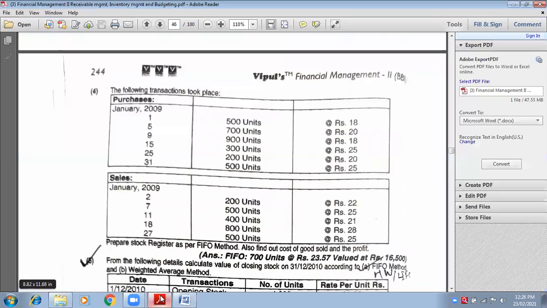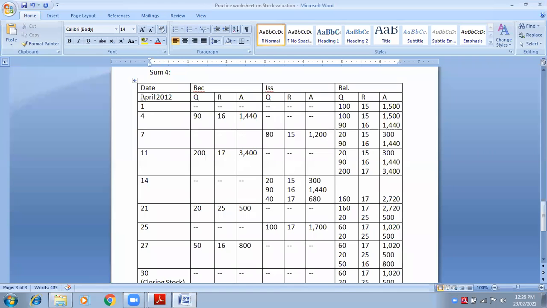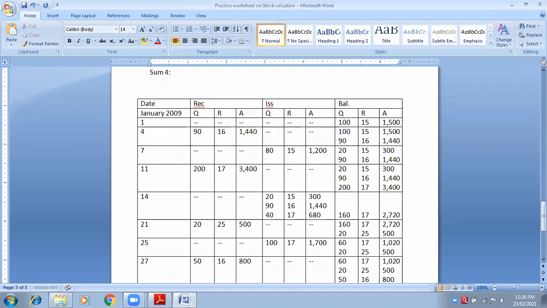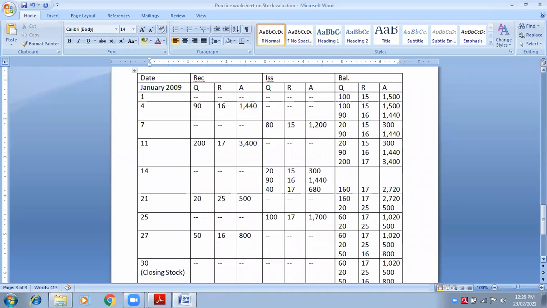The month is January 2009, so here we will write January 2009. But before that, you have written here "Statement of Stock Ledger Account." Have you written this? Now in the bracket you have to write weighted average method. This is compulsory. Is it clear? Shall we start?